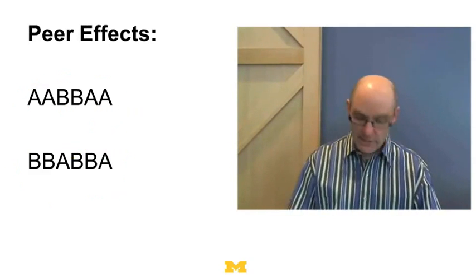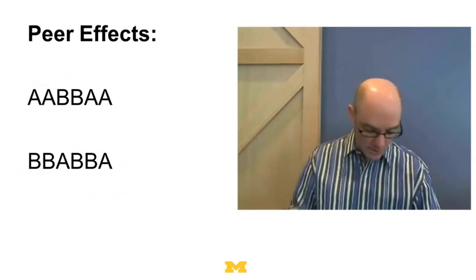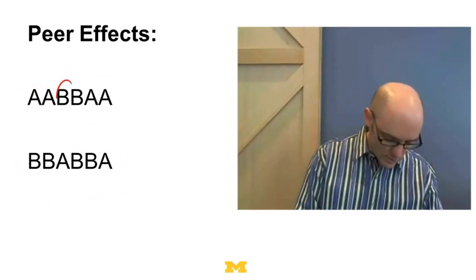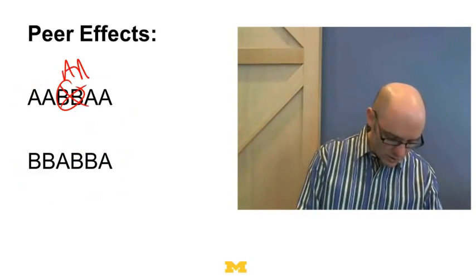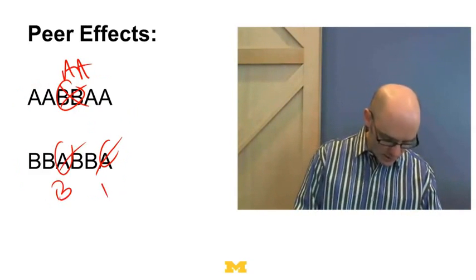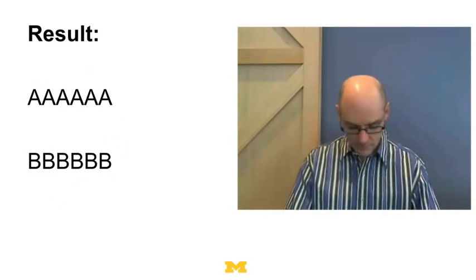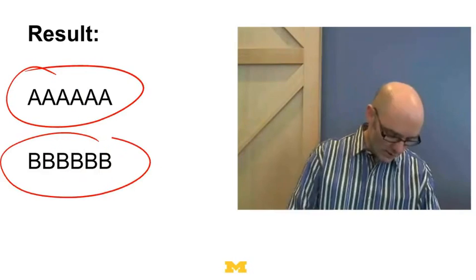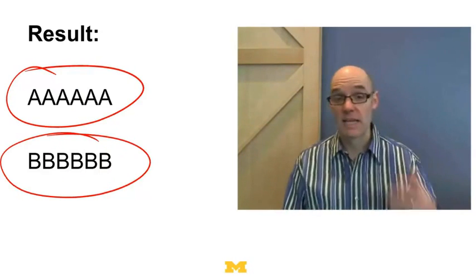And what we're going to get is all A's and all B's. Now let's think about what peer effects would look like. Peer effects: I've got 4 A's and 2 B's, and these B's would switch and become A's, and down here I've got 4 B's and 2 A's, and these A's would switch and become B's. So in either case, I'm going to get one group of all A's and one group of all B's. And I can't tell.